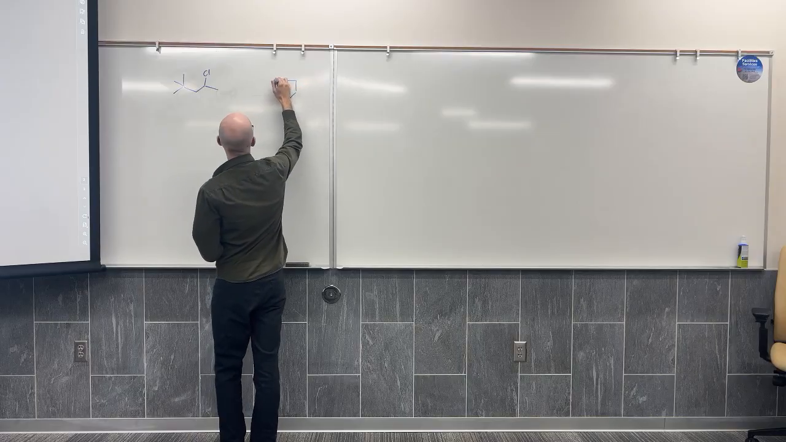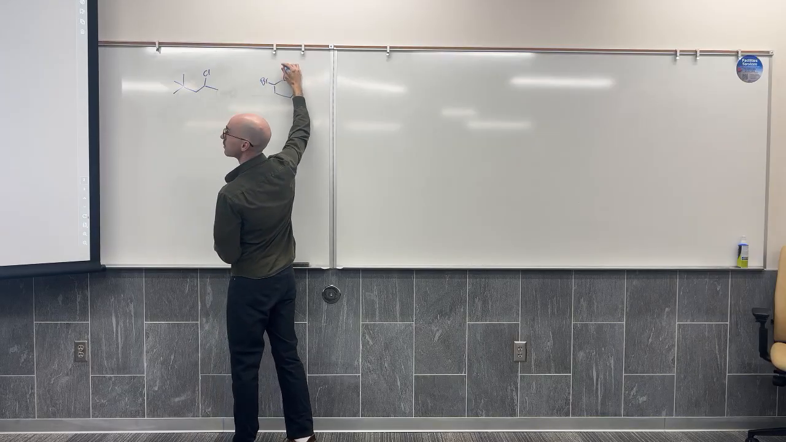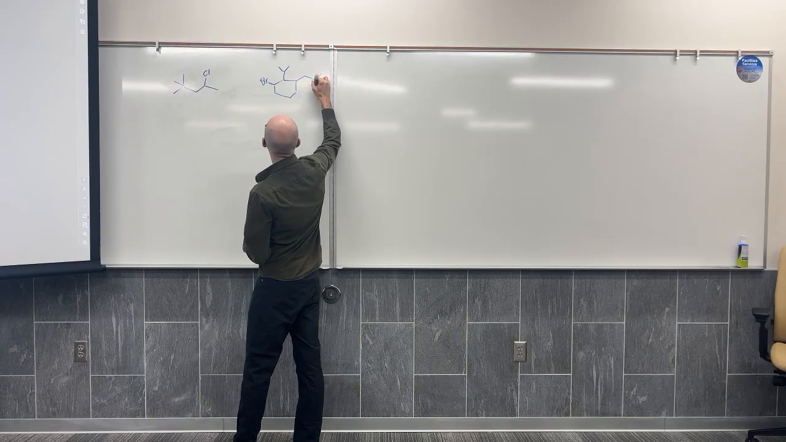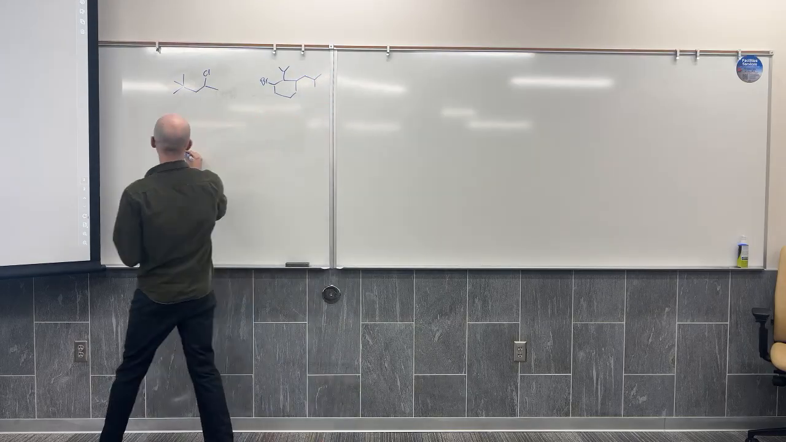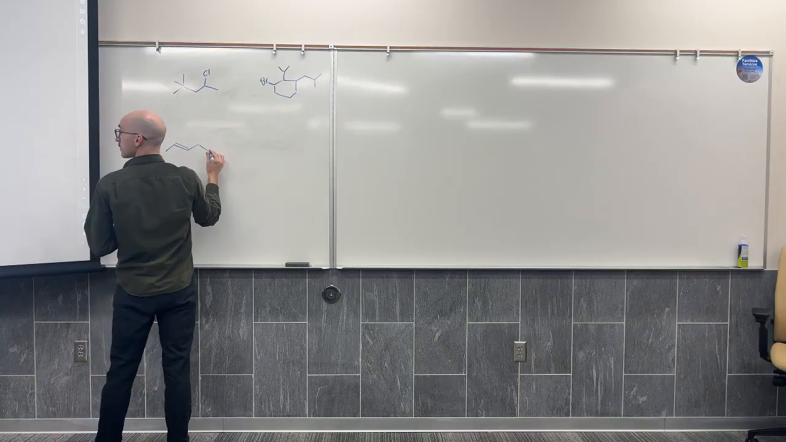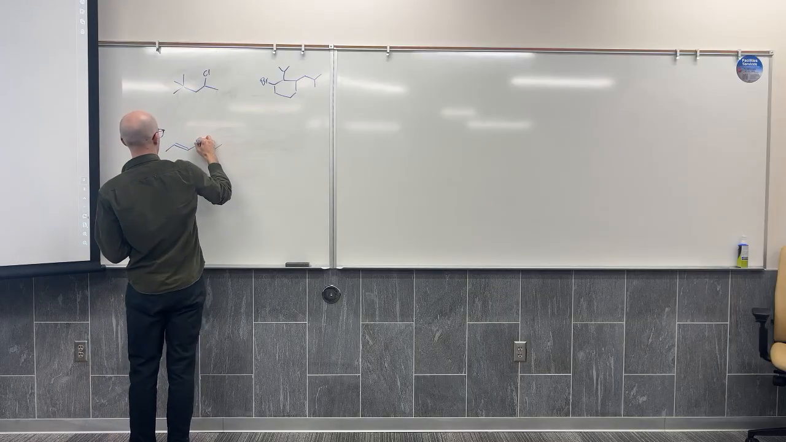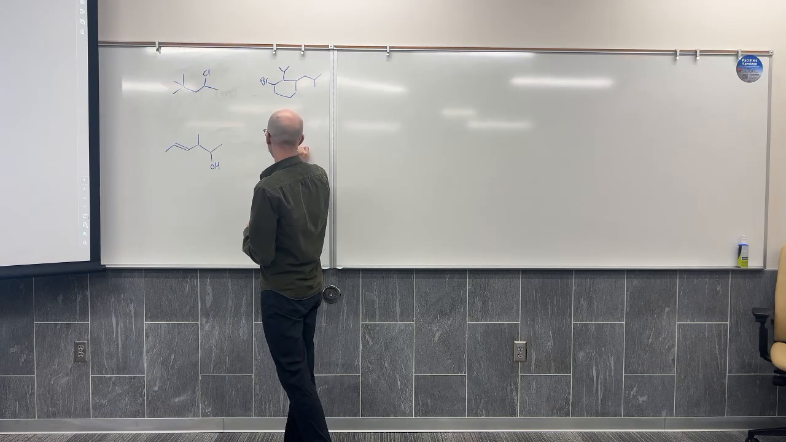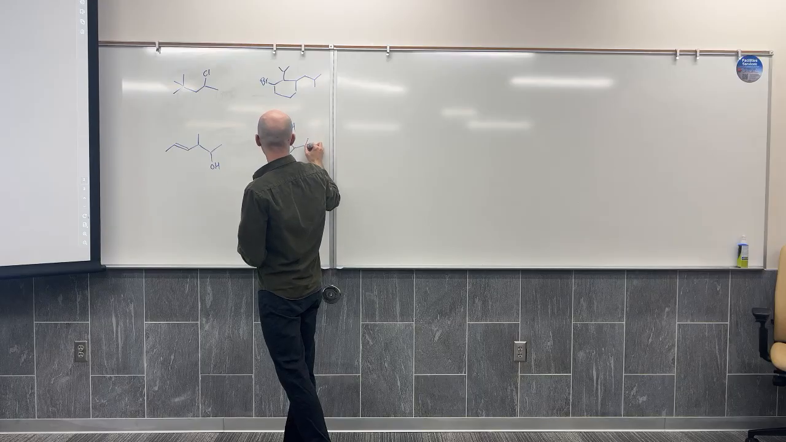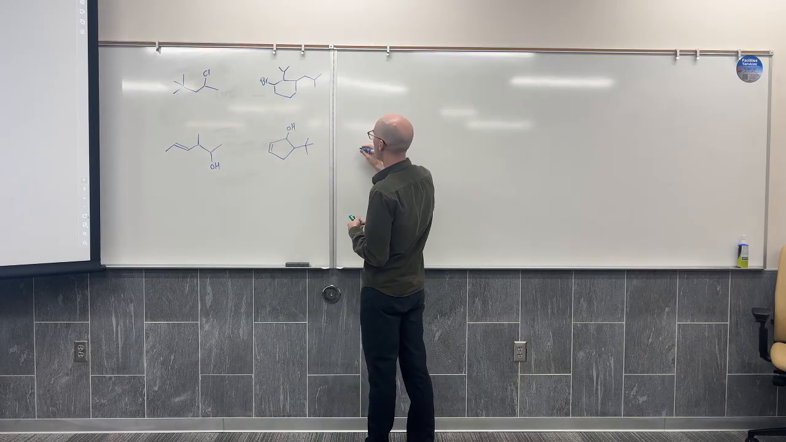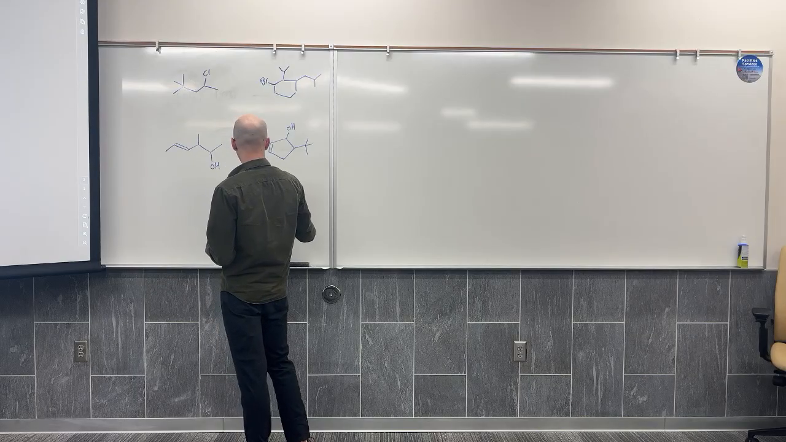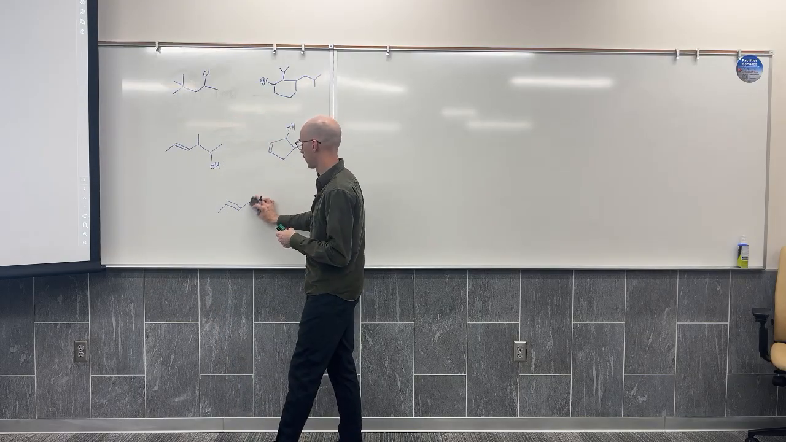So let's review some of our rules for nomenclature. First, we want to find the longest carbon chain, correct? But there's a little bit more to it than just the longest carbon chain. We want to find the longest carbon chain that contains our highest priority functional group.